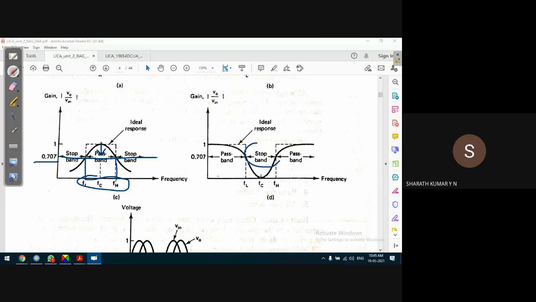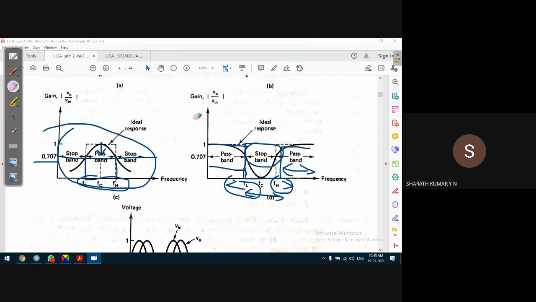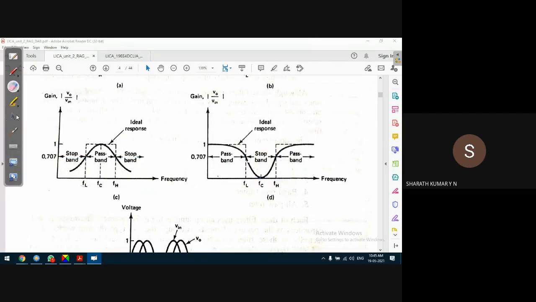Band stop filter is something like a complement of the pass band filter. It will block frequencies in the range of FL to FH, but it will allow frequencies less than FL and greater than FH. So for frequencies less than FL the filter will pass the signal, and if the frequency is greater than FH also, the filter will pass the signals. Ideally it should have been like this, but practically it is not possible.